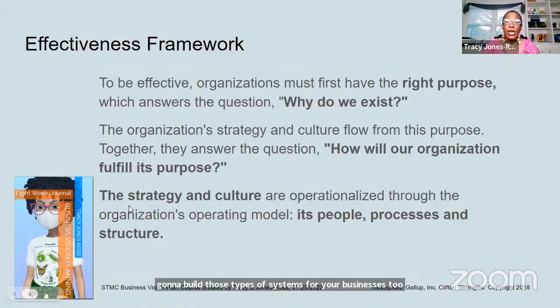To be effective, an organization must first have the right purpose, which answers the question why we exist. The organization's strategy and culture flow from this purpose together. They answer the question, how will our organization fulfill its purpose? The strategy and culture are optimized through the organization's operating model. And this is how you make it effective.